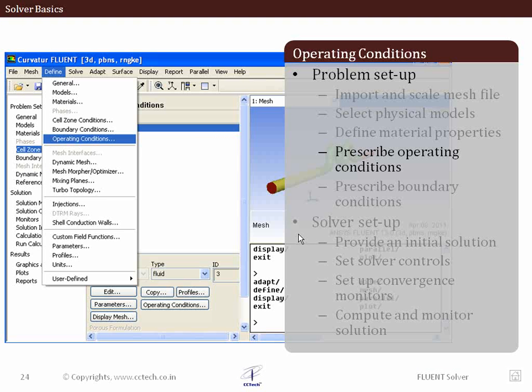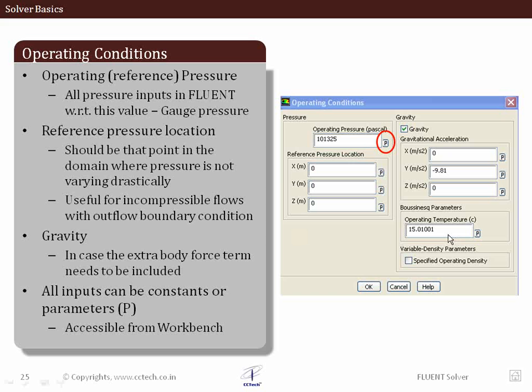So let's move on to the operating conditions now. So we are going to have a look at what are the different ways in which the operating conditions need to be set up. The operating conditions include operating pressure. So this is basically the reference pressure that is defined for your problem. So all the pressure inputs in Fluent are actually with respect to this pressure. They are treated with respect to this pressure in gauge terms.